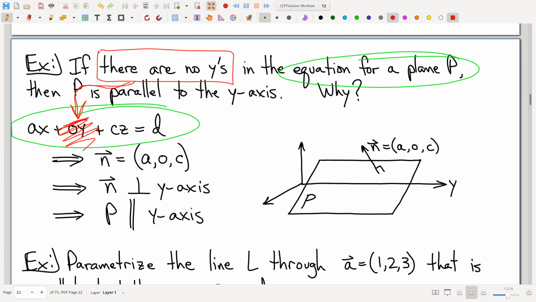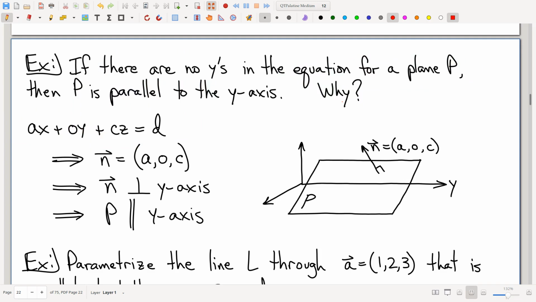So there's no y's in that equation. Knowing only that, I can instantly conclude that plane is parallel to the y-axis. And it's a lovely little observation. This is handy in a lot of cases. You don't even have to, once you know the theorem and once you've thought through the process, you get to use it for free after that. So let's think through the reasoning. I think this is really nice.